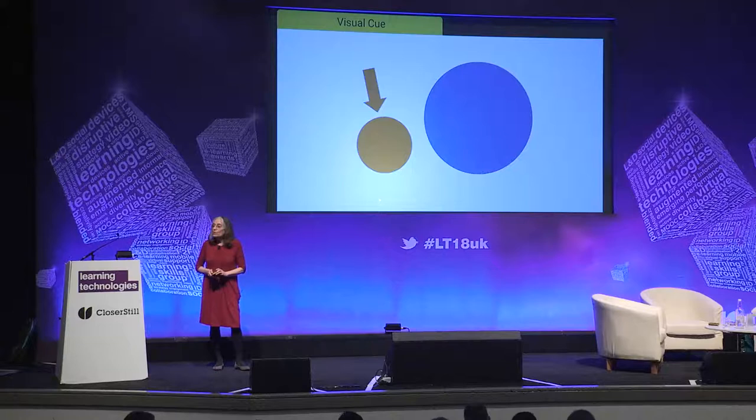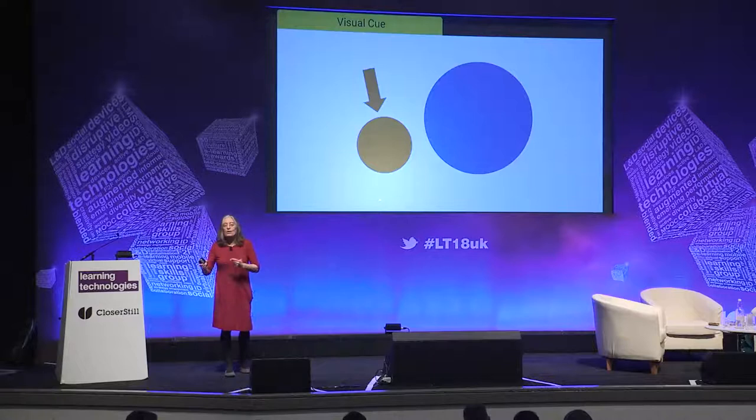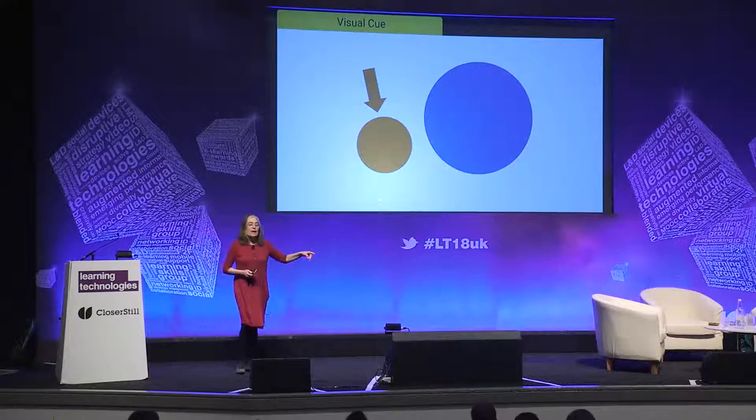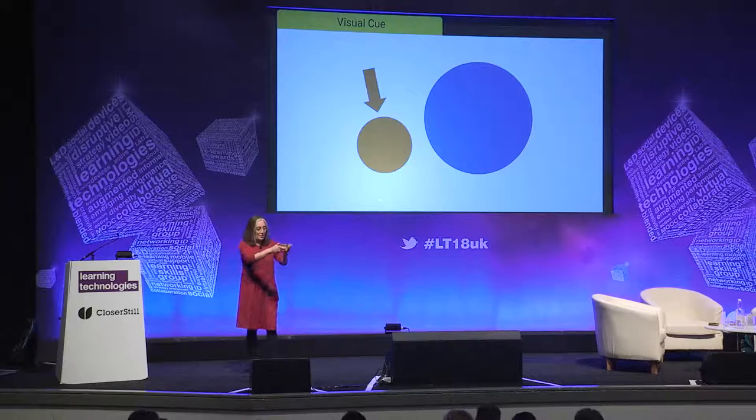I did an experiment once. I kept checking in with a little kid, and by 3 years old, she knew what an arrow meant, that an arrow meant to look. At 3 years old, she understood that visual language.